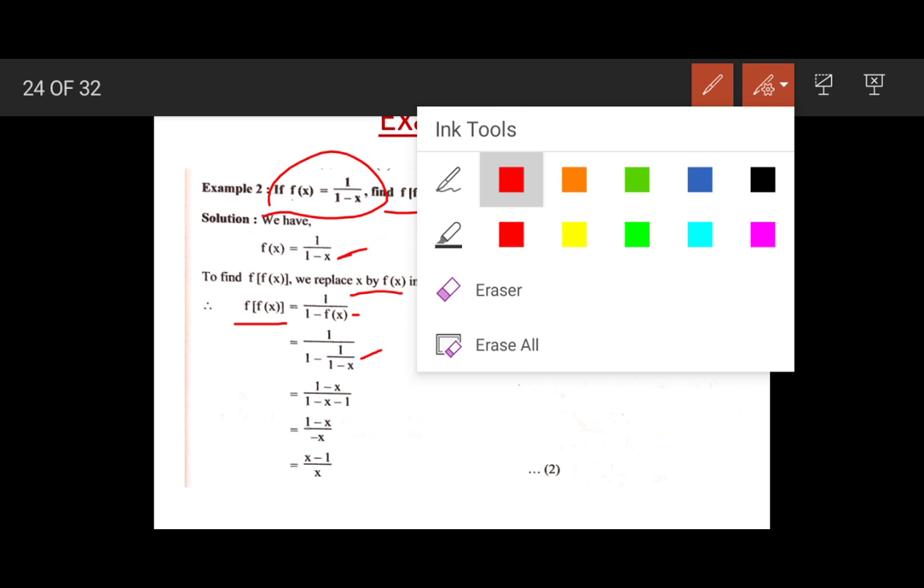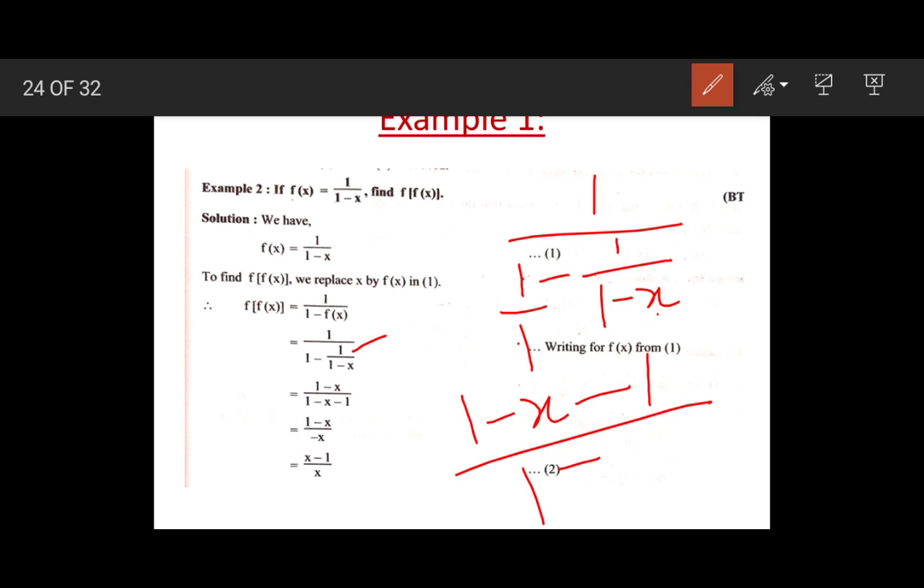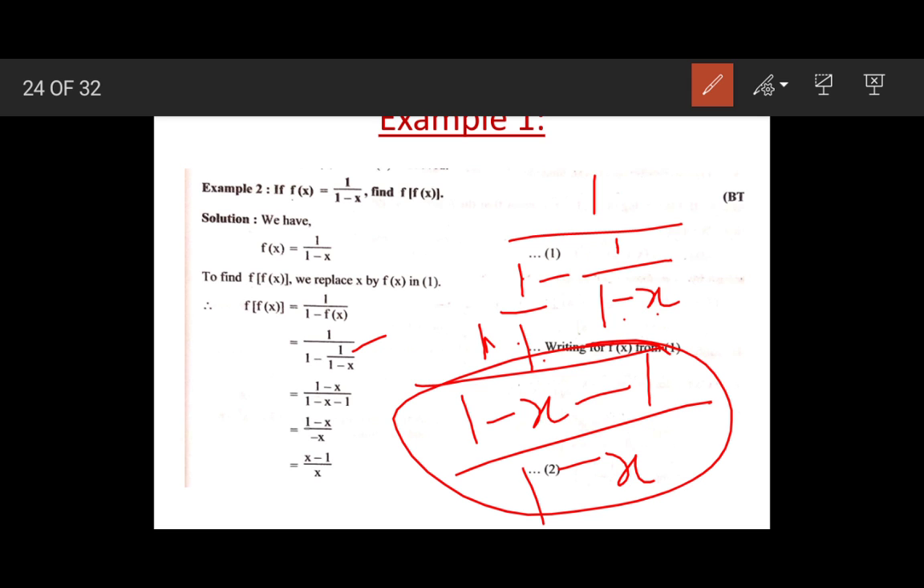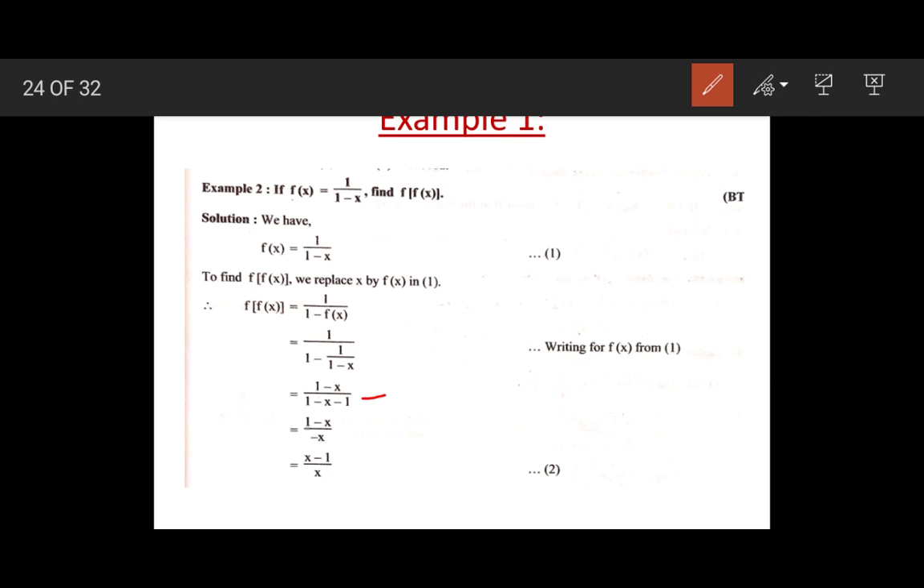Okay, so after substitution what I am getting, 1 upon 1 minus 1 upon 1 minus x. Okay, now what I have to do, I have to cross multiply in the denominator. So 1 into 1 minus x will be 1 minus x, minus 1 into 1 is 1 upon 1, right? 1 into 1 minus x, so 1 minus x. Okay, so 1 upon this term. Now I will take this denominator term in numerator, so that will be 1 upon 1 minus x upon 1 minus x minus 1. Now 1 minus 1 will be 0.